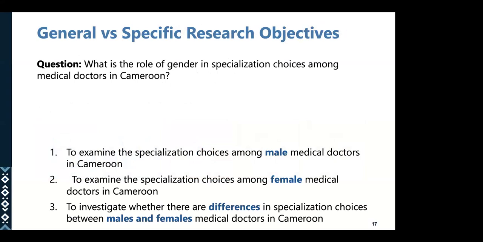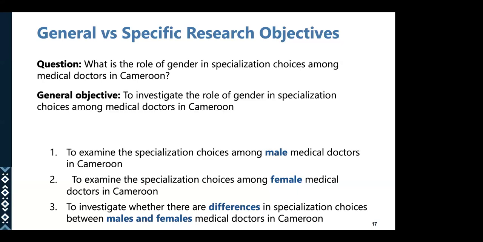So let me, for example, share with you this question. What is the role of gender in specialization choices among medical doctors in Cameroon? That's our general research question. So you understand the general objective will be something like to investigate the role of gender in specialization choices among medical doctors in Cameroon. And then you can break down these general objectives into 3 specific objectives.